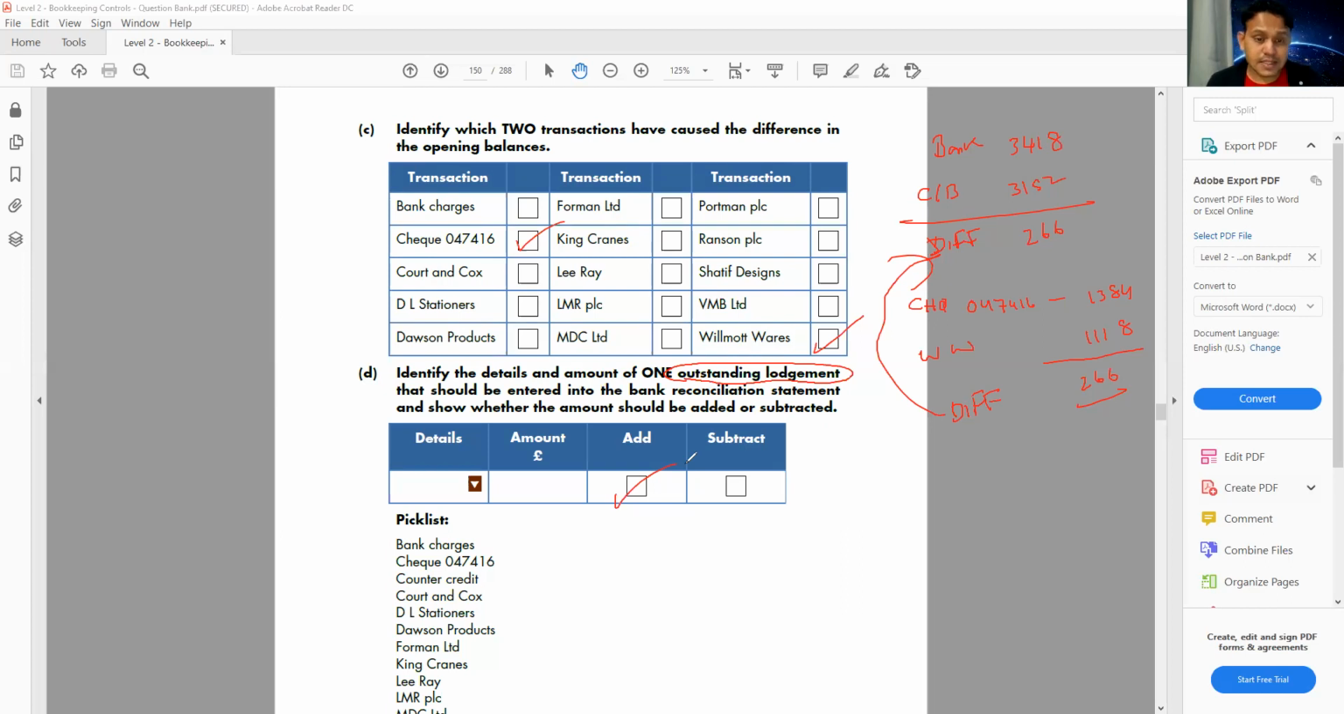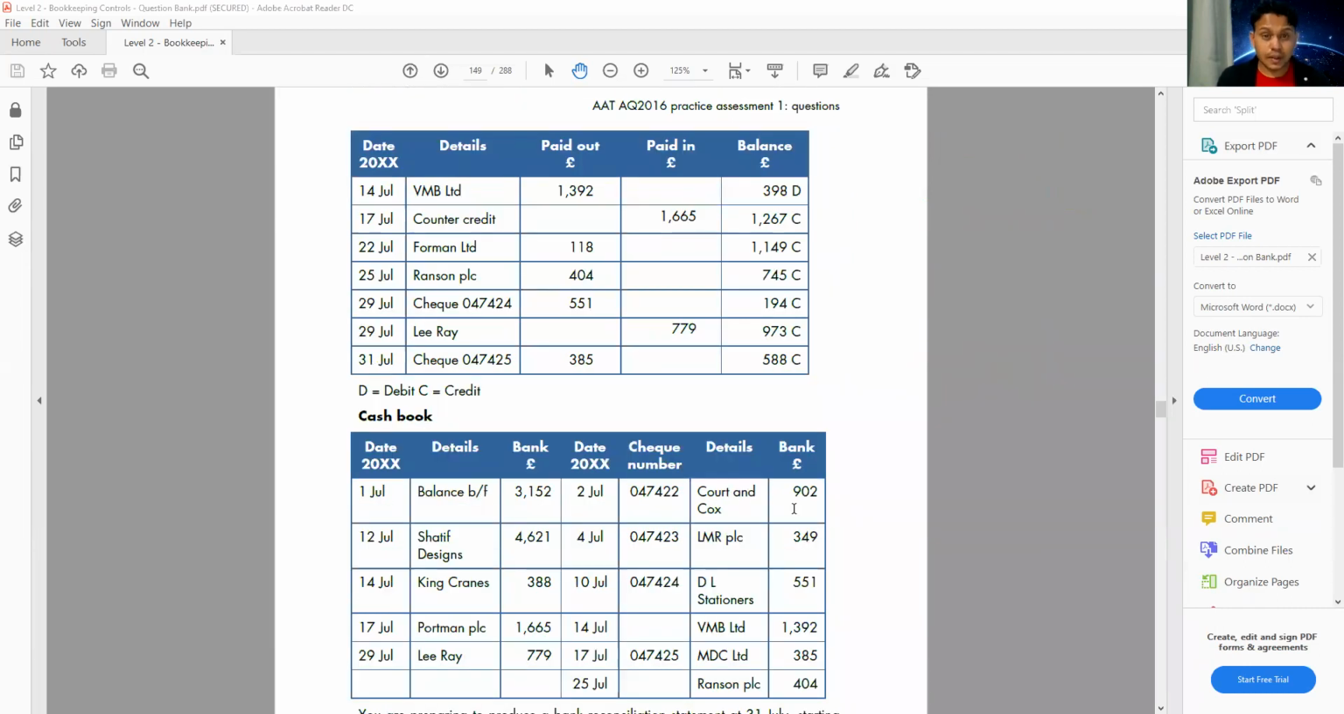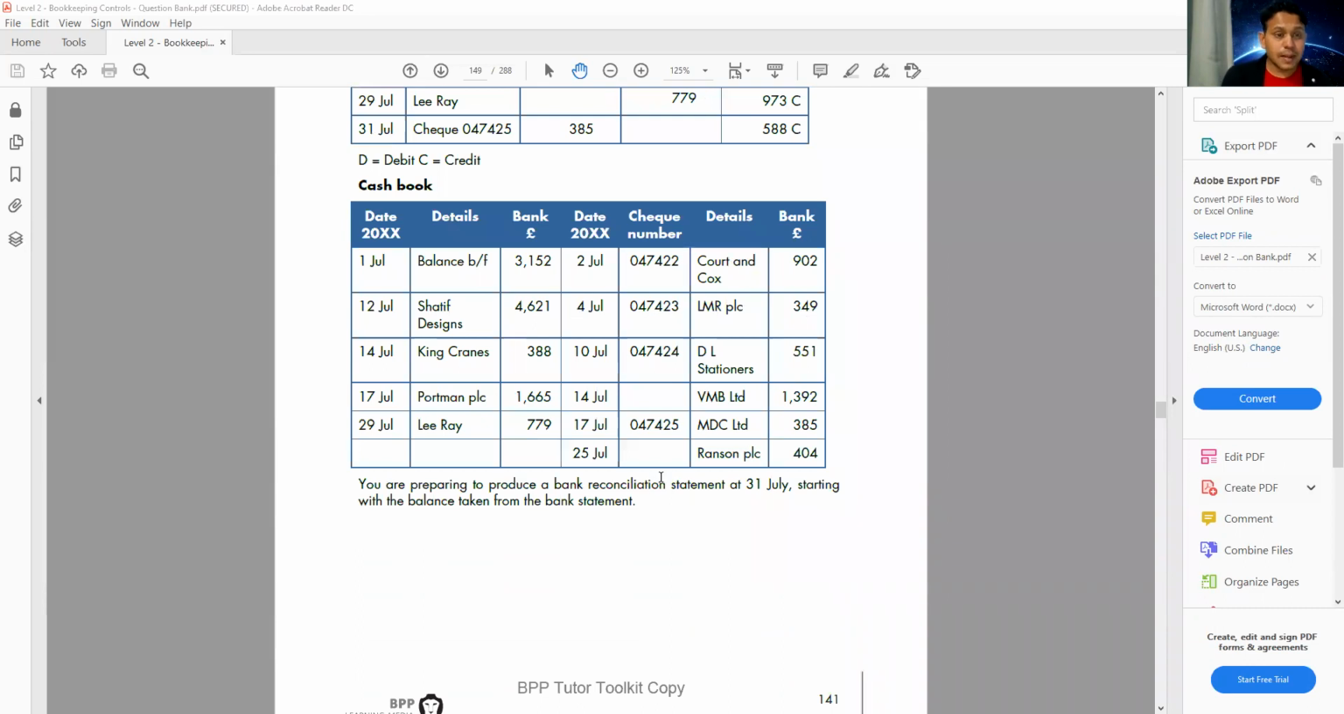So outstanding lodgement is the amount that someone paid to me, but I didn't record on my bank statement. So it should be on my cash book debit side, because someone paid to me, and obviously I give the check to the bank, but the bank didn't clear it yet. So there are two things: one is outstanding lodgement, and one is unpresented check. Outstanding lodgement is always on the debit side of the cash book.